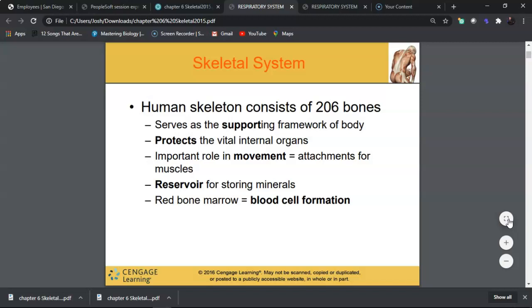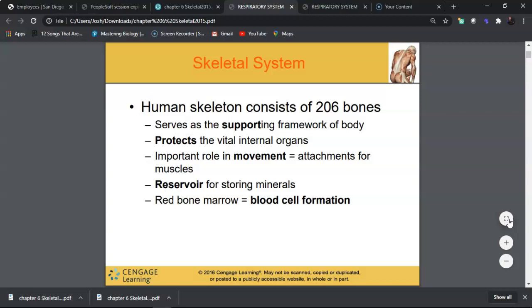And so the bone is actually a reservoir for storing minerals. The primary mineral that it stores is calcium, and calcium has a number of very important functions in the body. One of the primary functions is allowing for muscle contraction, and so that storage of calcium is extremely important. It also stores phosphorus and fluoride and some other things as well, but the calcium is the primary mineral stored within the bone that we need to break down and utilize.